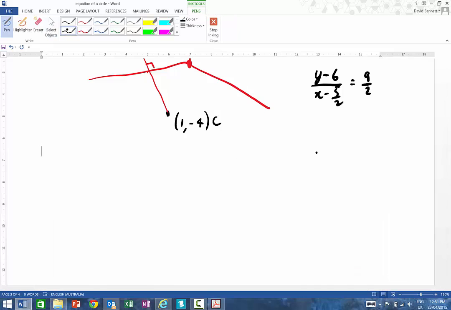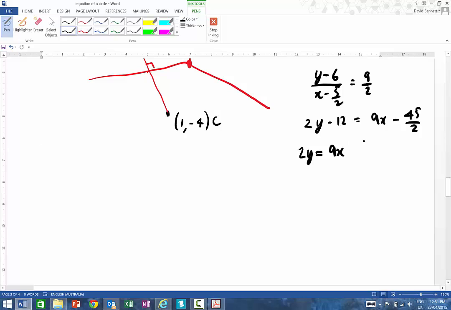In terms of this next bit, I just need to go through my process. So that's 2 lots of y take 6. 6 times 2 is 12. Then it's going to be 9 lots of x take 9 times 5 is 45 on 2. And so therefore 2y is equal to 9x, take 45. Now that's going to become plus 12, so plus 24 on 2.